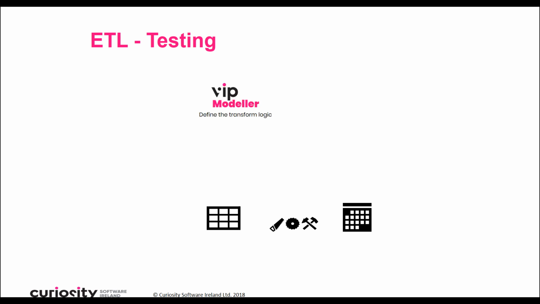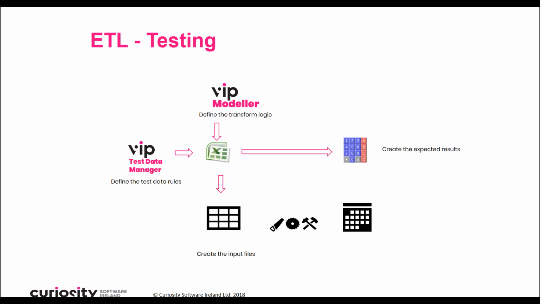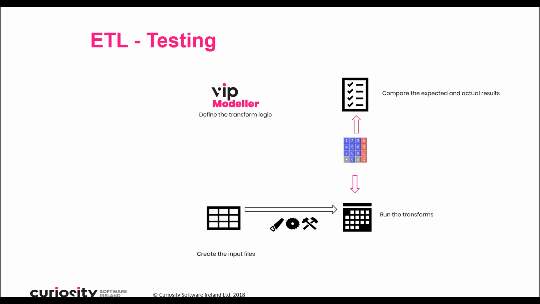So you start with Modeler. That lets you define the core logic of the transform. You can then define the nitty-gritty data rules inside Excel. VIP will then calculate the test cases and assemble the input files for the transform, as well as defining the expected results. You then run the transform using our framework, and the results are captured, analyzed, and fed back to Modeler and on into your ALM system.